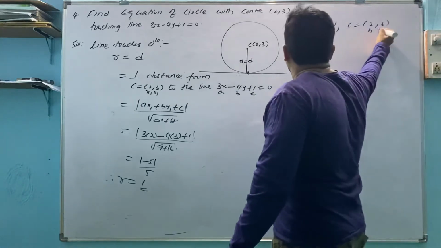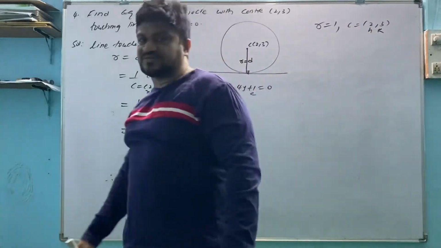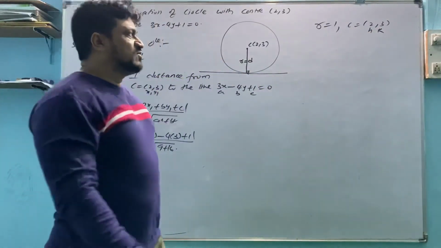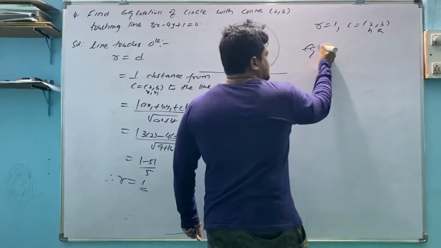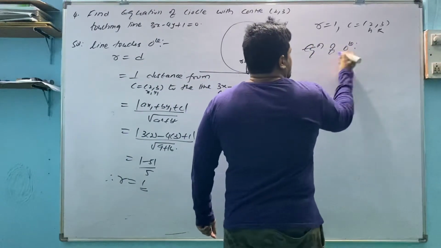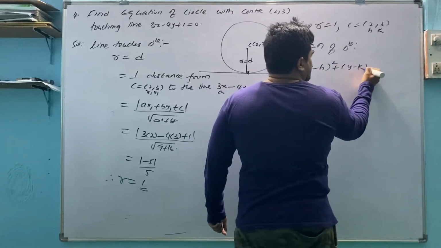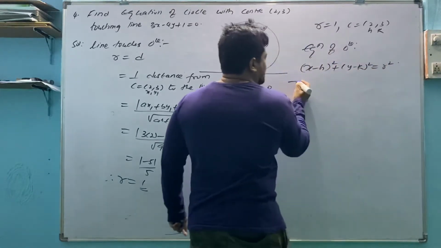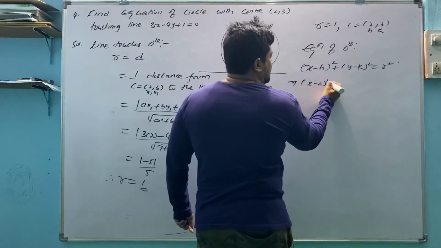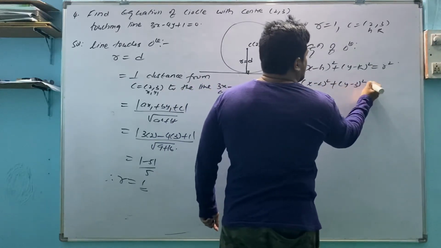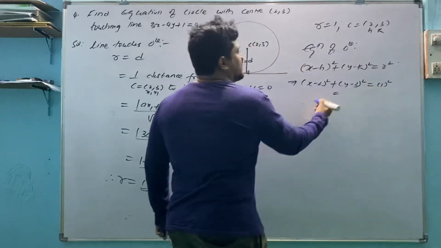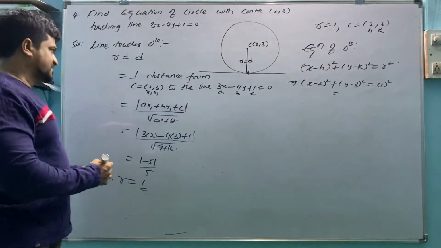Center and radius, exercise 1. When we have center and radius value, the equation of circle will be (x minus h) whole square plus (y minus k) whole square equals r square. So (x minus 2) whole square plus (y minus 3) whole square equals 1 square. You can simplify and check the answer.